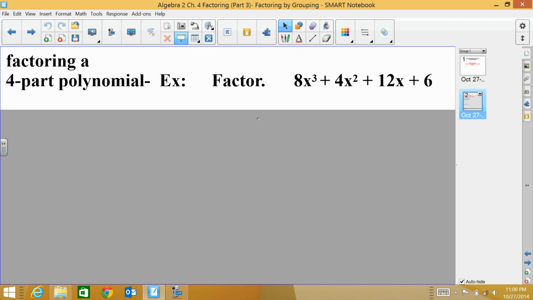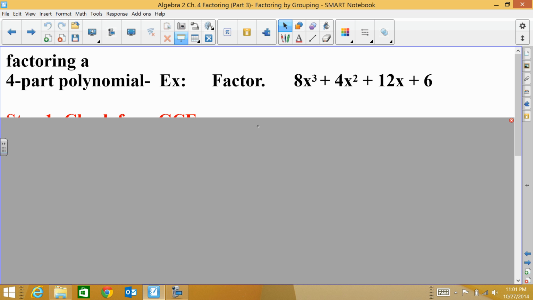So let's look at factoring a 4-part polynomial. For example, if we have 8x cubed plus 4x squared plus 12x plus 6, and they want us to factor that. We're not used to having a 4-part polynomial that we have to factor. So what you have to do when you have a 4-part polynomial to factor is either take out the greatest common factor or factor by grouping, or sometimes you have to do even both of those.